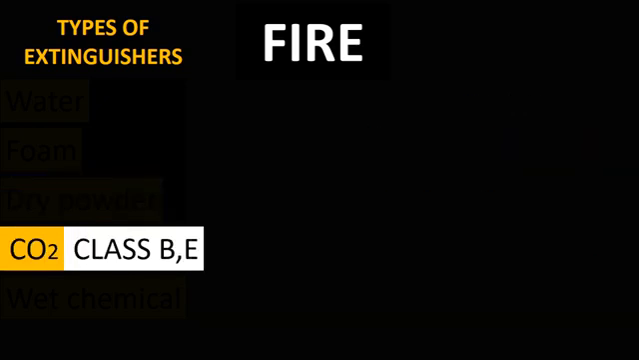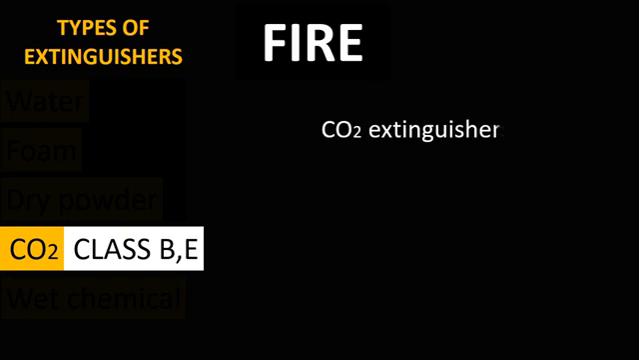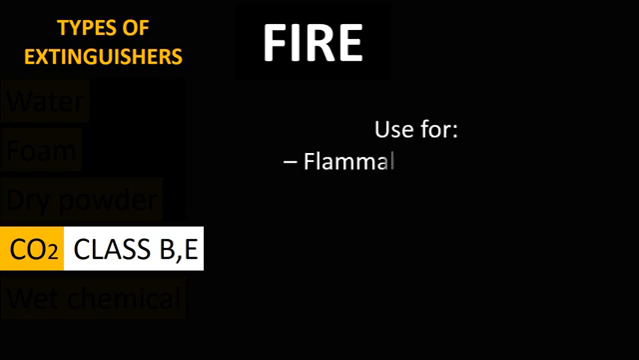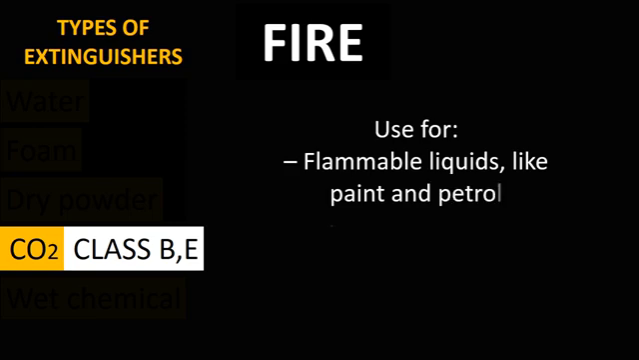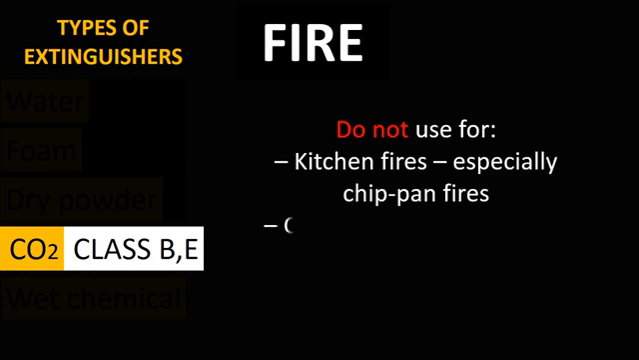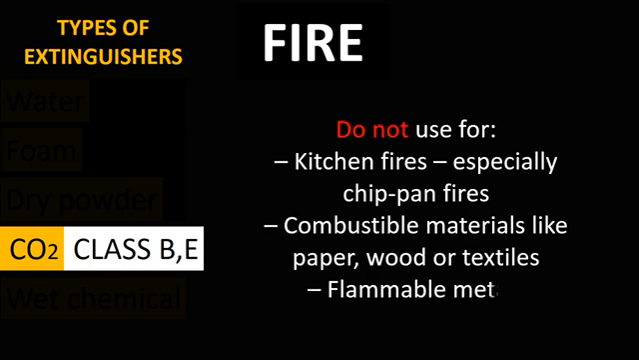Carbon dioxide type fire extinguishers can be used on Class B and Class E fires. They have a black label color. Carbon dioxide extinguishers suffocate fires by displacing the oxygen. They are used for flammable liquids like paint and petrol, and on electrical fires. Do not use carbon dioxide type fire extinguishers for kitchen fires, combustible materials, and flammable metals.